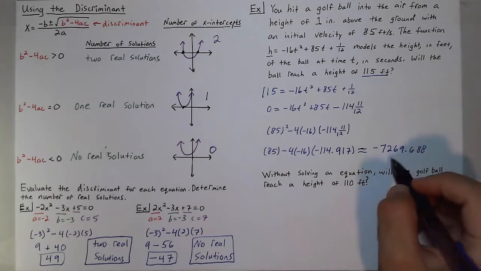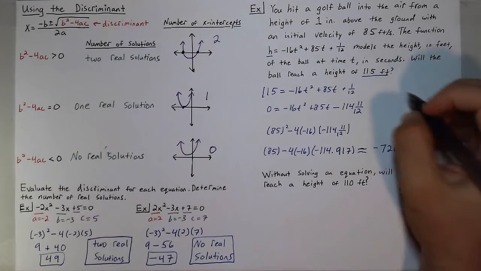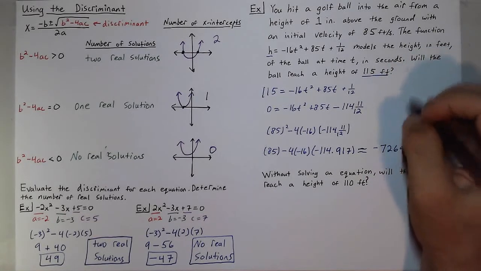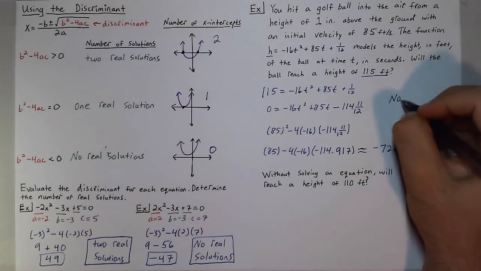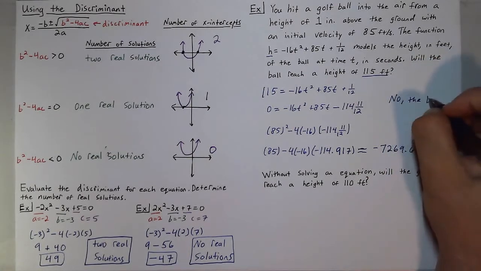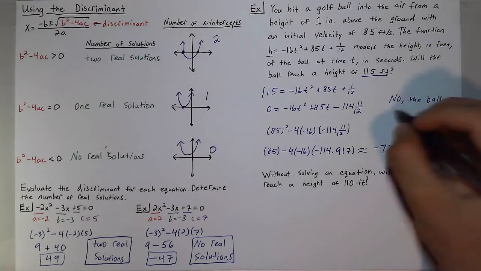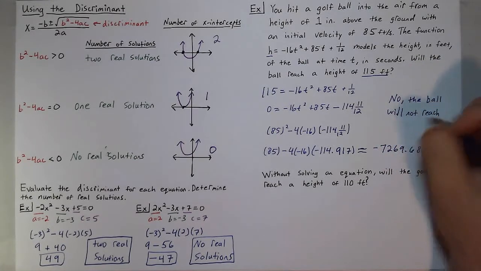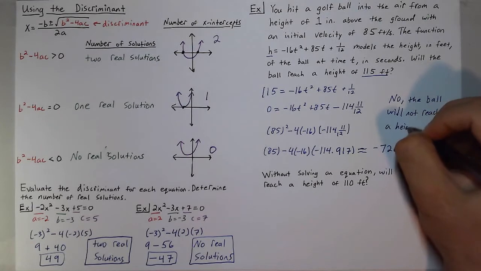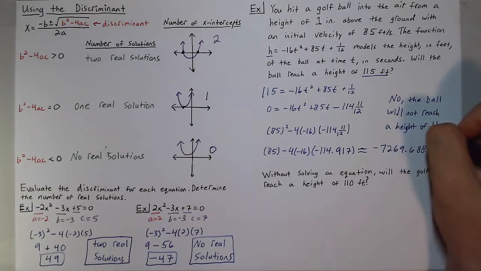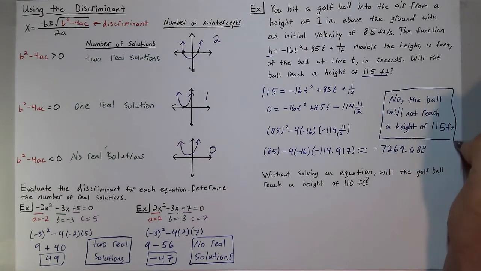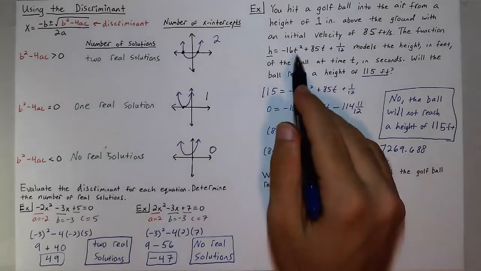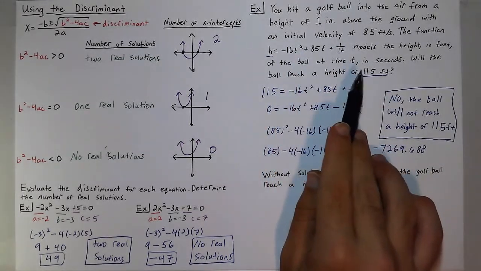which means that since that's negative, I will have no real solutions, meaning that no, the ball will not reach a height of 115 feet. So in that case, I don't have to figure out what time it would hit that height, because it's never going to hit that height to begin with.